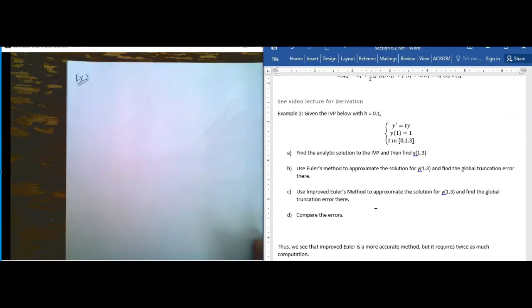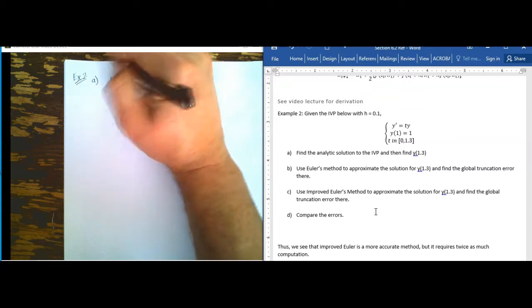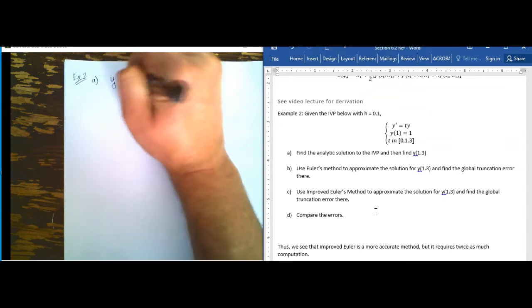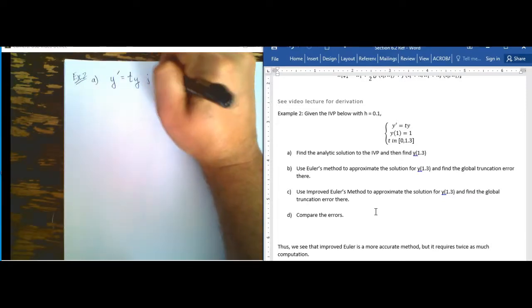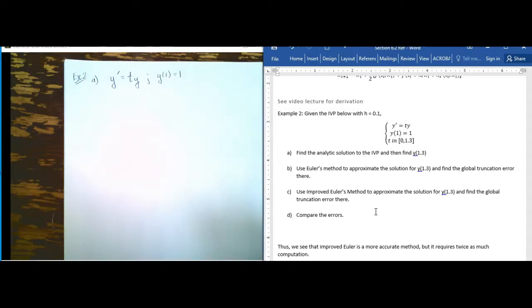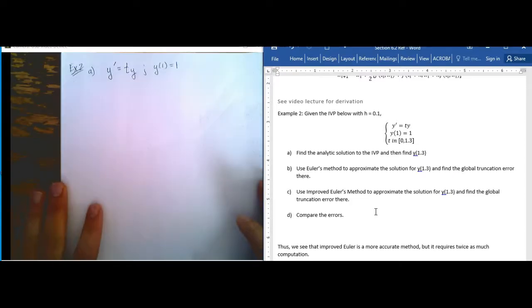All right, so let's take a look. So first we need to find the analytic solution to this problem right here. And we can do that one of two ways. We know that y1 is 1. That's our initial condition. So we could use separation of variables here. We could actually multiply by the integrating factor. It doesn't really matter. I'm going to just use the integrating factor way to do the problem.